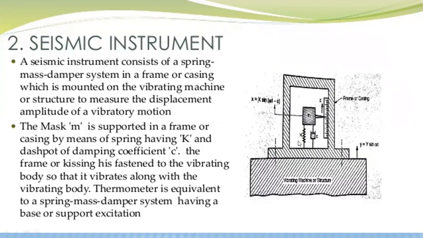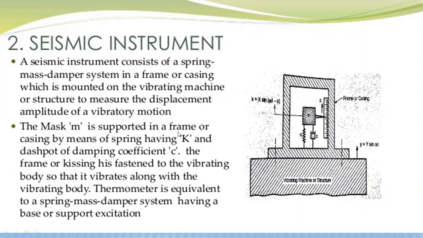And next one, the seismic instrument. By using these seismic instruments, we can calculate the vibration in different devices. These seismic instruments are mainly used in the calculation of vibration due to earthquakes. A seismic instrument consists of a spring mass damper system. It is mounted on the vibrating machine or structure to measure the displacement amplitude of a vibratory motion.